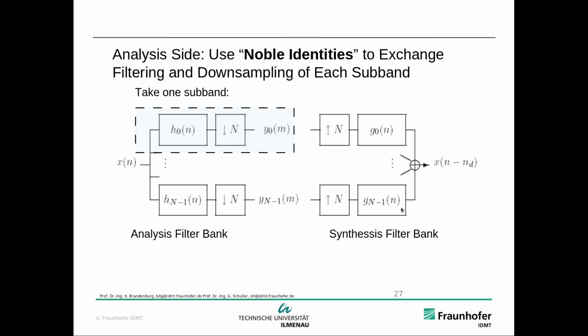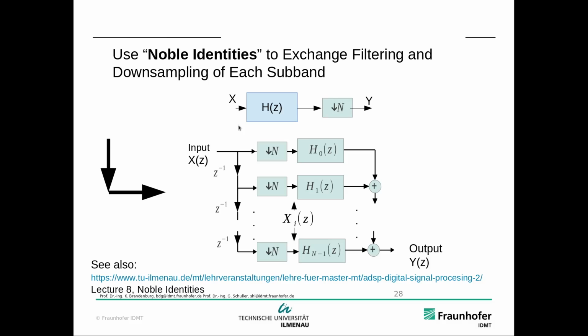For that we use the so-called noble identities, and they tell us under which condition we can exchange filtering and downsampling of each subband. So take the analysis filter bank: we first have filtering at the higher sampling rate, and then we do the downsampling, which is very inefficient because most of the values we computed after convolution are discarded, right? So that's why we use the noble identities.